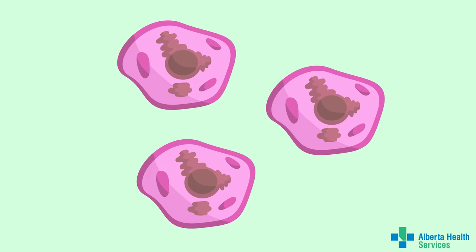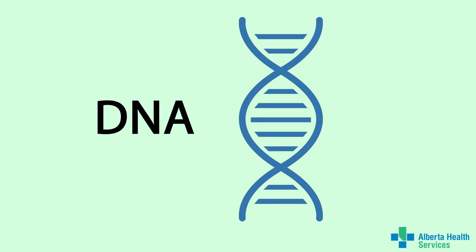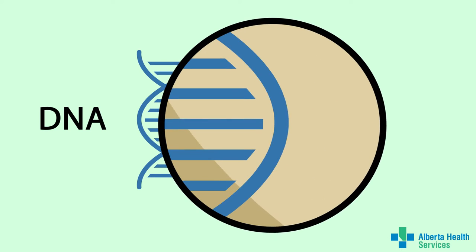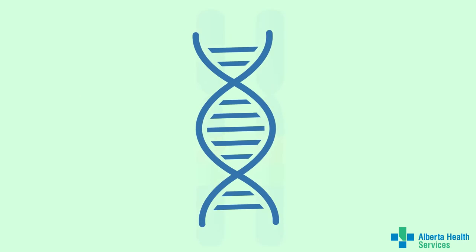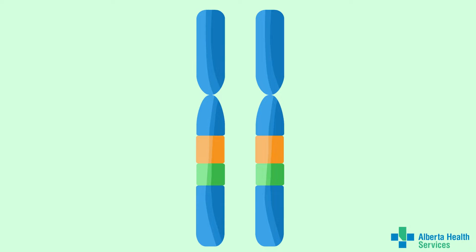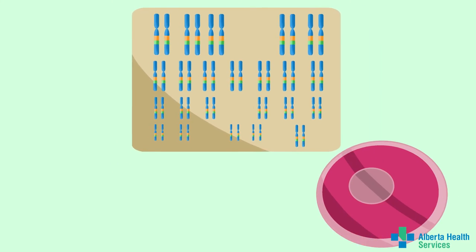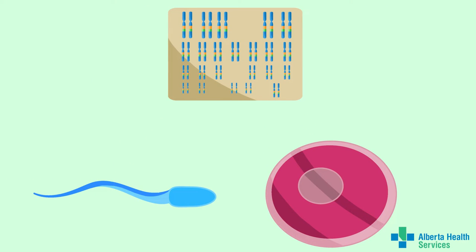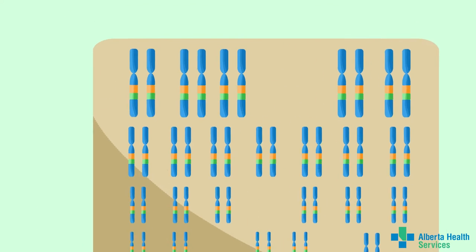First, let's review some basic genetics. At the center of each cell in our body is our genetic information. This is called DNA. A gene is a section of DNA that gives instructions telling your body how to grow and function. Your DNA is packaged into structures called chromosomes. You have two copies of most chromosomes and 46 chromosomes in total. One copy comes from the egg and one from the sperm that formed you. Because chromosomes contain our genes, the full set is important for growth and development.